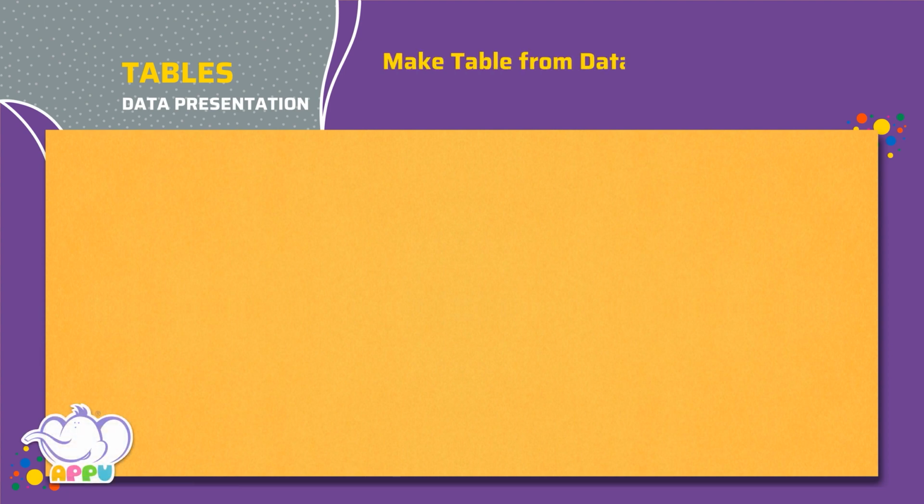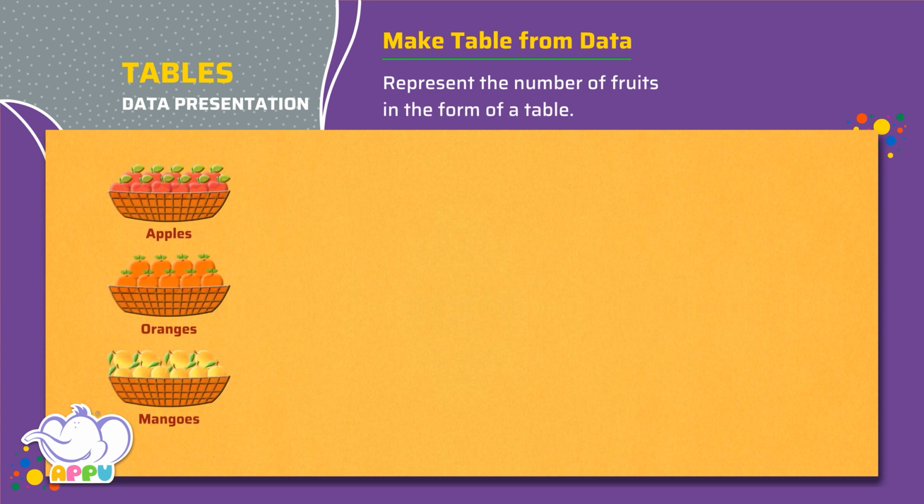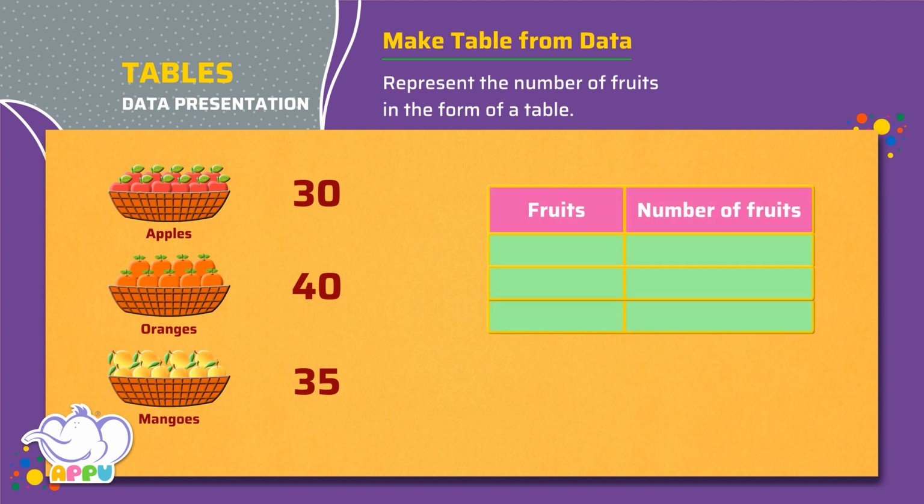Make table from data. Represent the number of fruits in the form of a table. We have 30 apples, 40 oranges, and 35 mangoes. We organize this as fruits and number of fruits.